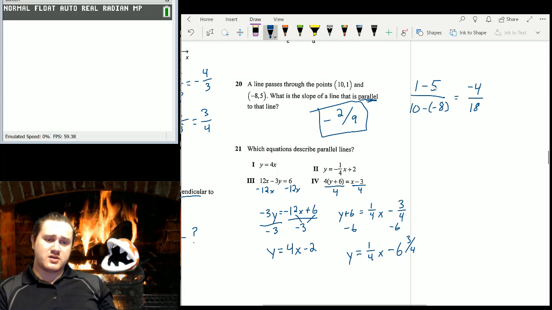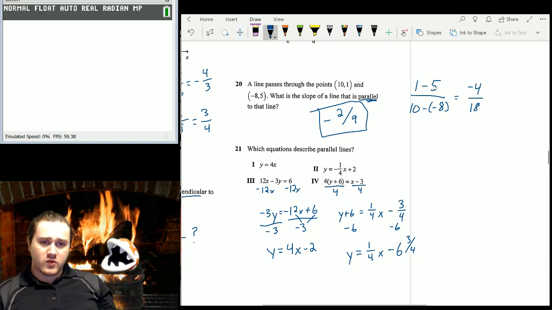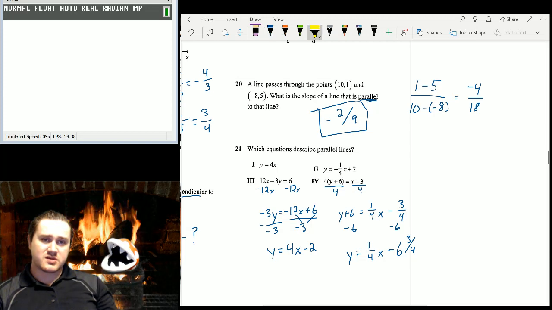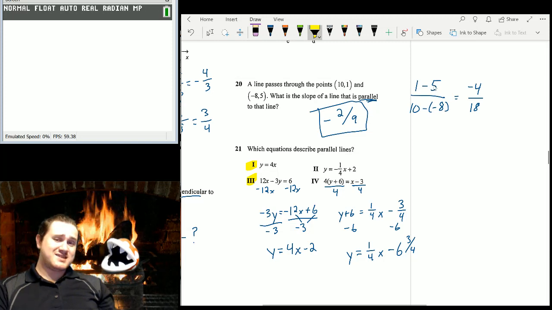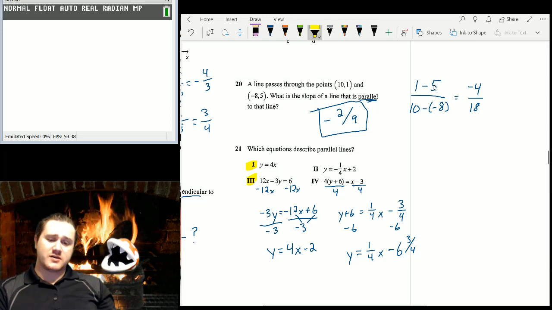So noticing on this, right, 1 and 3 both have a slope of 4, so since those are both the same slope, they're parallel. If you notice numbers 2 and 4, one is negative 1/4, the other one is positive 1/4. That's not the same. Even negative makes a big difference, so those are not parallel to each other.